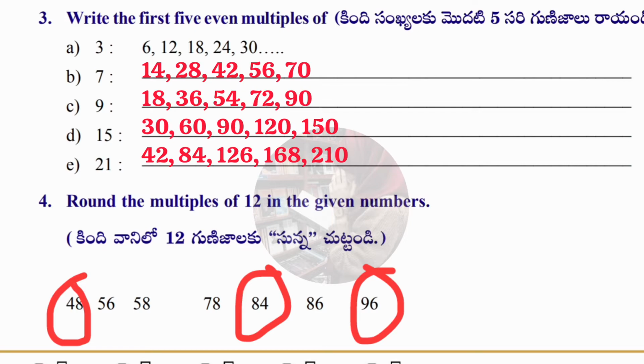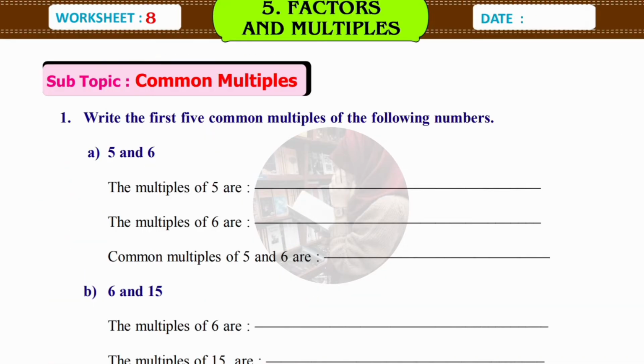Okay, now we'll move to the next worksheet, that is worksheet number 8. Okay guys, here the subtopic is common multiples. Here we have to write down the common multiples of the given numbers. Okay, let's see. First Roman numeral is: write the first 5 common multiples of the following numbers.